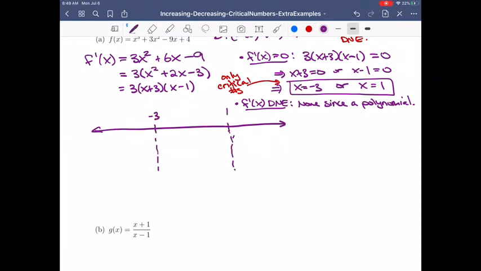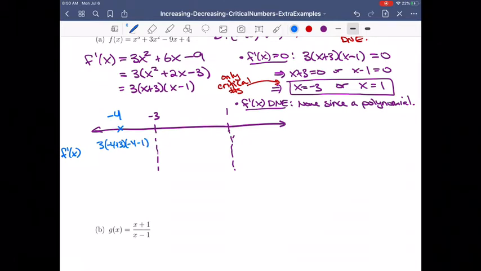So these are the only places where we can change from positive to negative or negative to positive. So I want to check a number in each interval. So maybe I check minus 4 because that's less than minus 3. So I'm going to plug that into, I'm just going to write here, this is f prime of x. So plug that into the derivative. I like to use the factored form. So this is going to be 3 times negative 4 plus 3 times negative 4 minus 1.